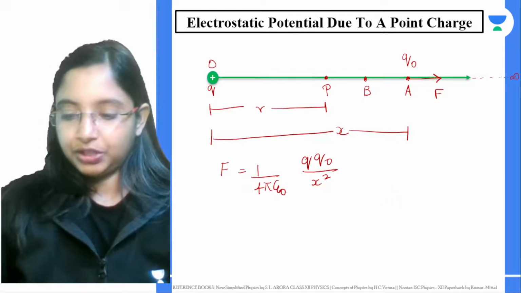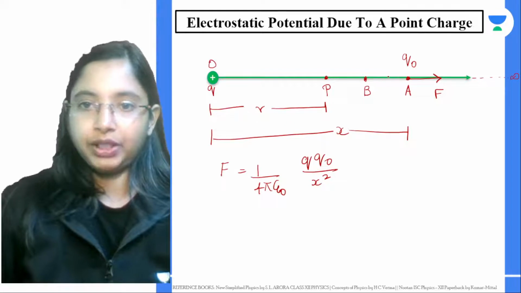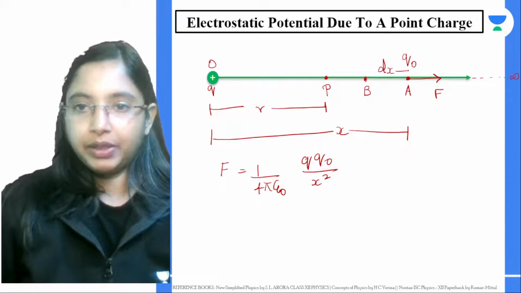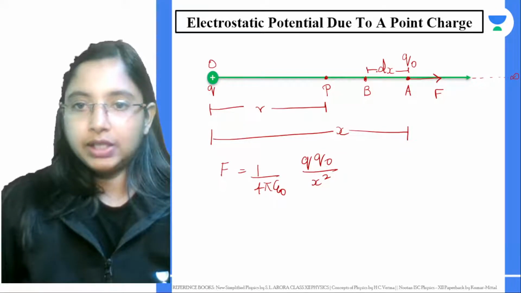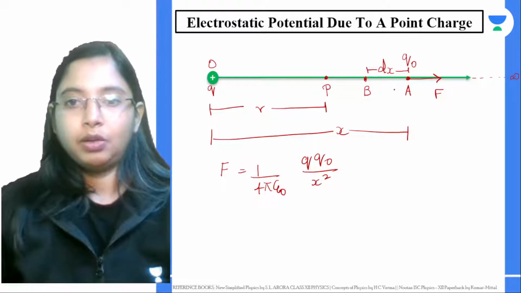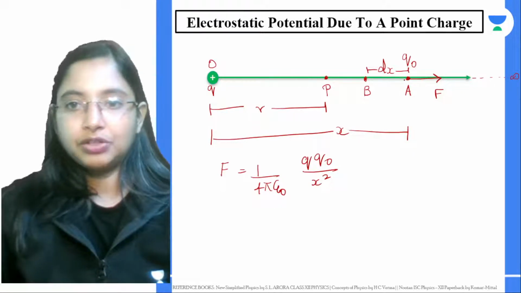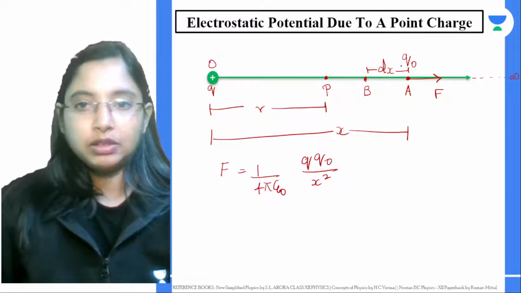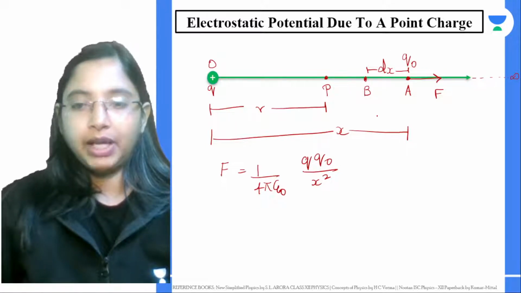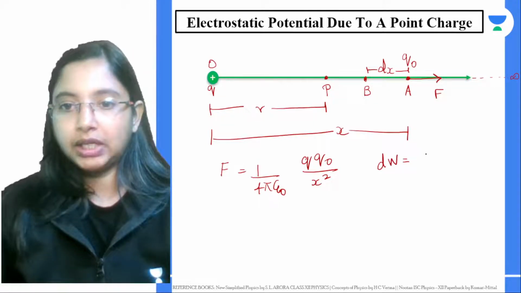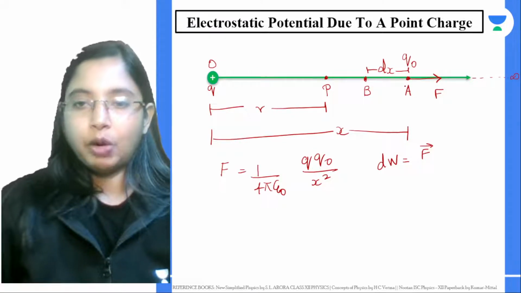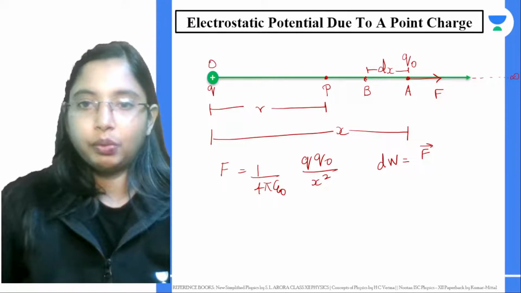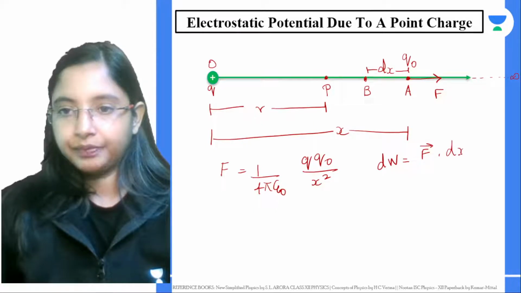Now, if you move this charge by a small distance, let's say from A to B, the total distance from Q to A is X, and the small displacement from A to B will be dx. Now, what is the work done in moving this particular charge from A to B? That will be dW. The work done will be the force applied for this unit charge to move from one point to another, multiplied by dx.